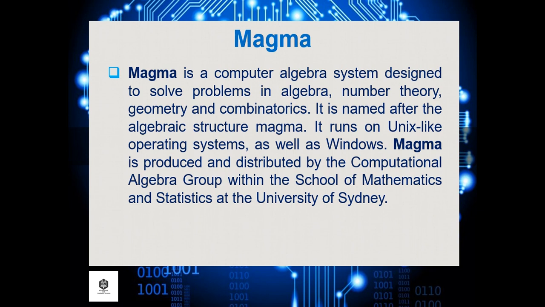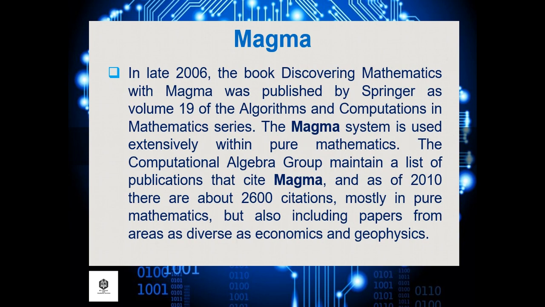Magma is produced and distributed by the Computational Algebra Group within the School of Mathematics and Statistics at the University of Sydney. In late 2006, the book Discovering Mathematics with Magma was published by Springer as Volume 19 of the Algorithms and Computations in Mathematics series.